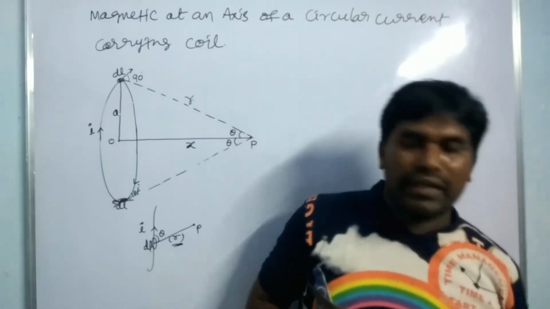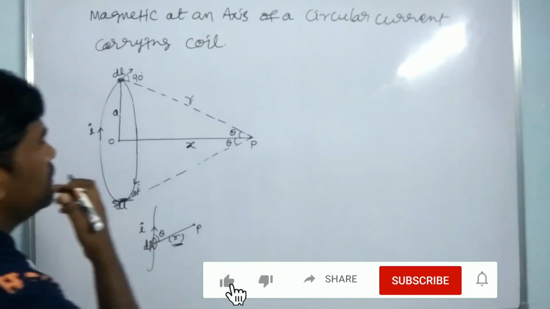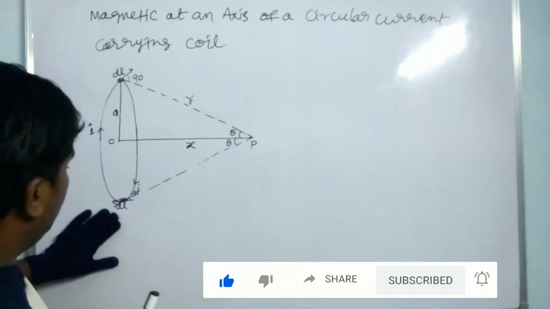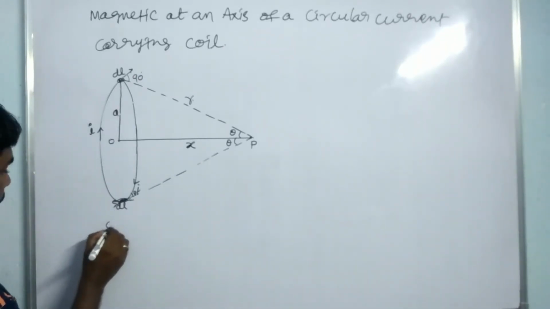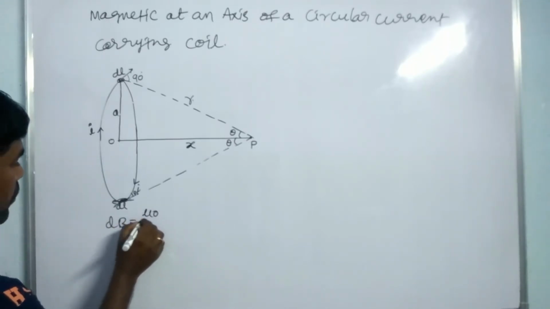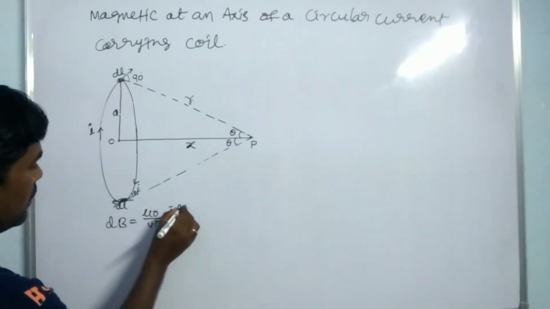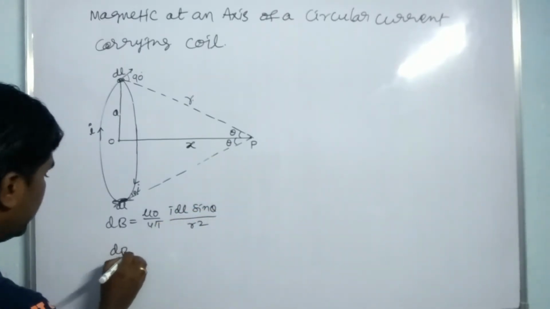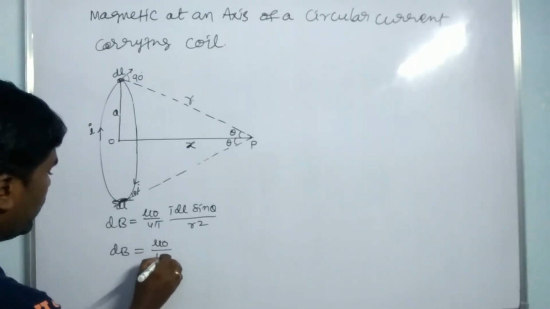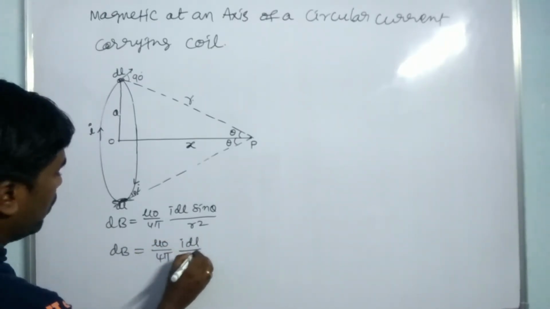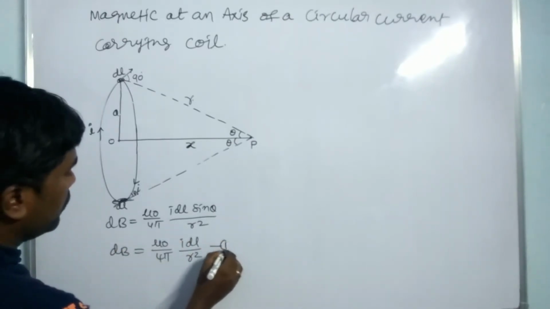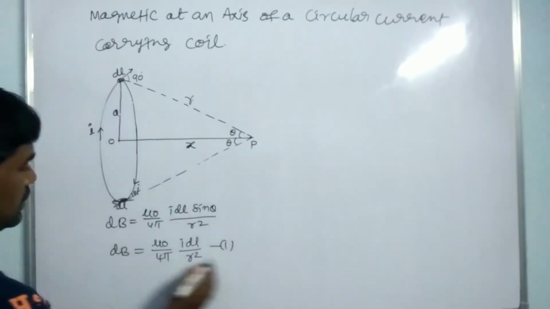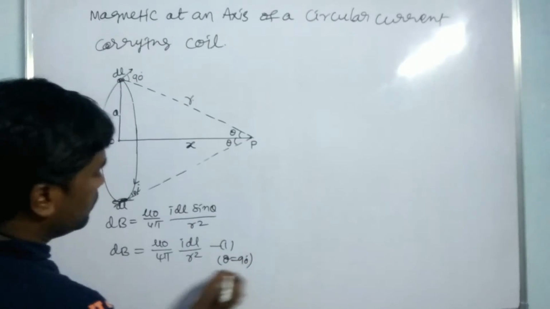Now we have to find the magnetic field dB. From the Biot-Savart law, dB is equal to mu0 upon 4 pi, I dl sin theta by r square. Where theta is equal to 90 degrees, dB is equal to mu0 upon 4 pi, I dl by r square. So this is equation 1, since theta is equal to 90 degrees.